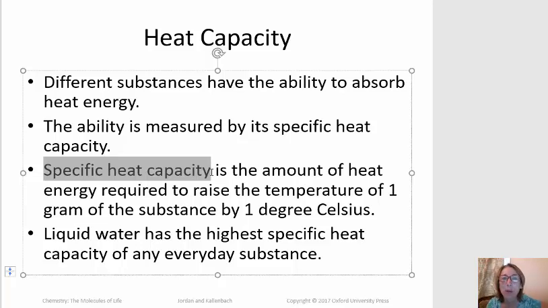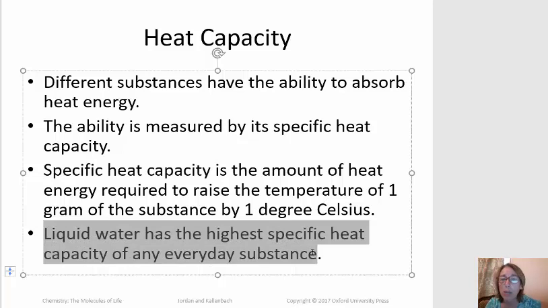And this is the amount of heat required, we're going to use units of joules, to raise the temperature of 1 gram of a substance by 1 degree Celsius. And liquid water has the highest specific heat capacity of any everyday substance. So what that means is we have to add a lot of energy to water to get its temperature to change.